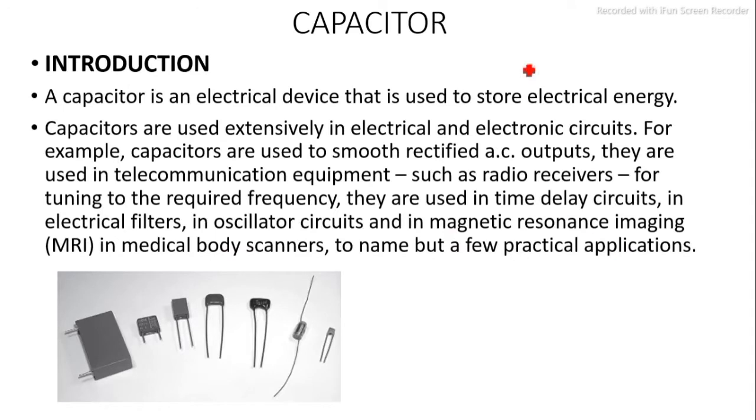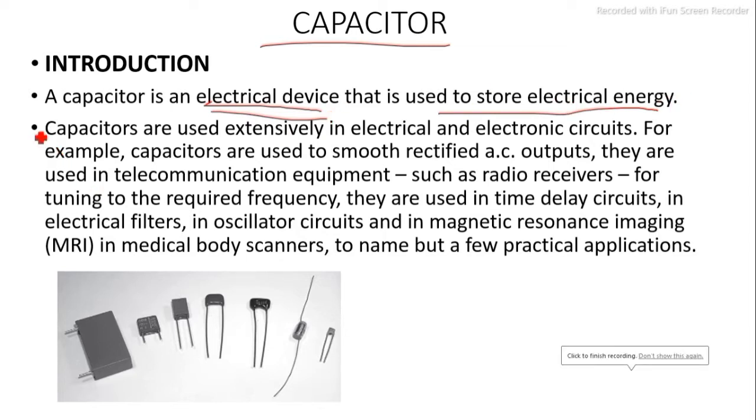So let's talk about capacitor first. What is a capacitor? A capacitor is an electrical device used to store electrical energy. So we use our capacitor to store electrical energy. So it's an electrical device also, just like your resistor. Your resistor is an electrical device, a component in electronics. We use it to store what? Electrical energy. So our capacitors are extensively used in electrical and electronic circuits.